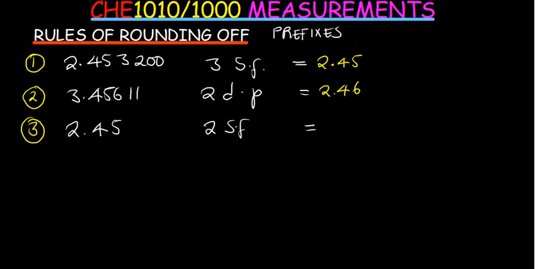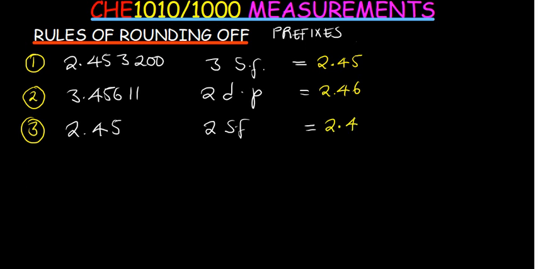Is 4 odd or even? Yes, 4 is an even number. 0, 2, 4, 6, 8, 10, 12, 14, 16, 18, like that. Those are even numbers. So since this is an even number, we will not remove anything from 5. Therefore, to round off to two significant figures, this is just going to be 2.4. That's it. That's how you round it off.